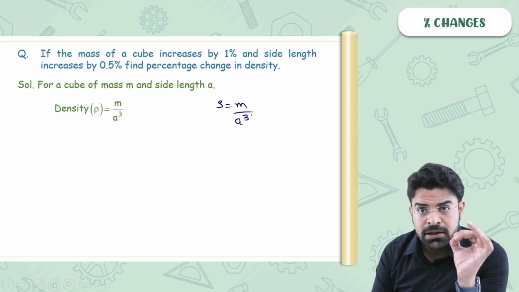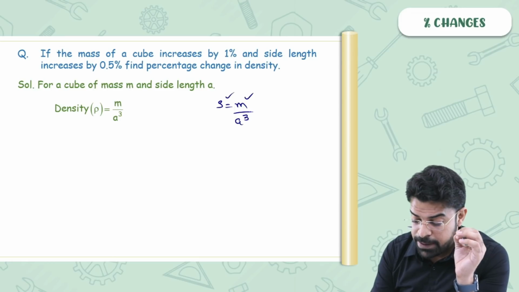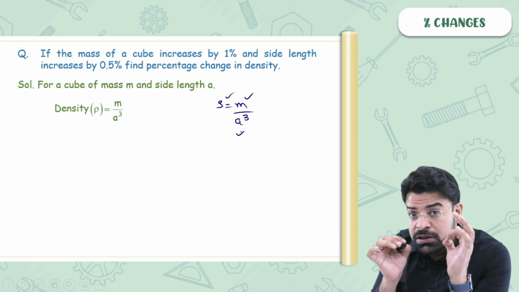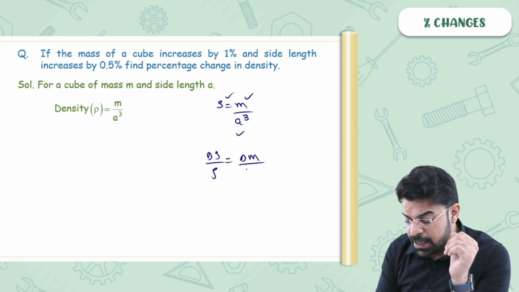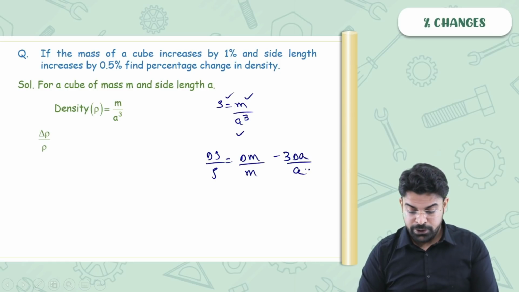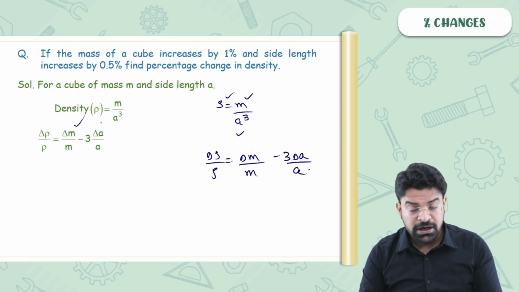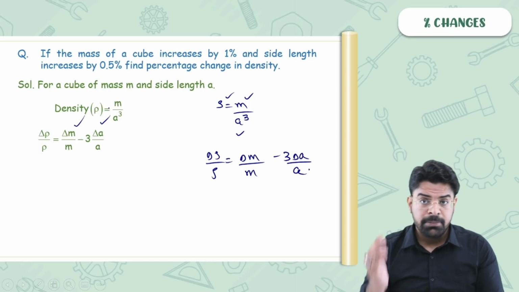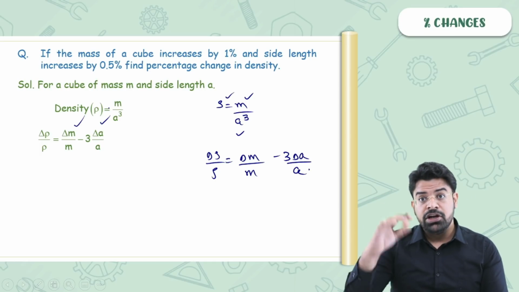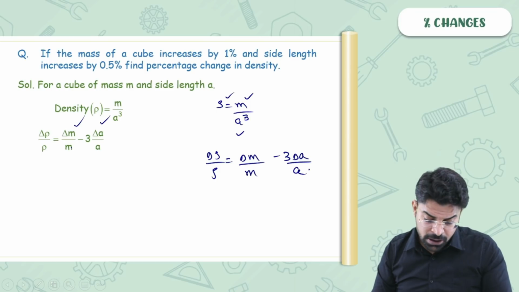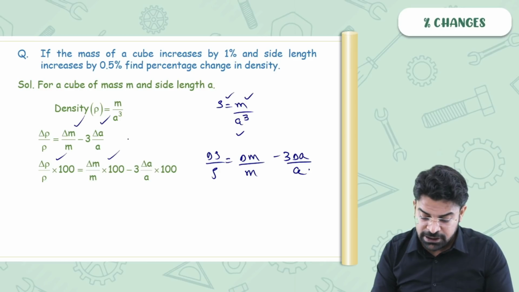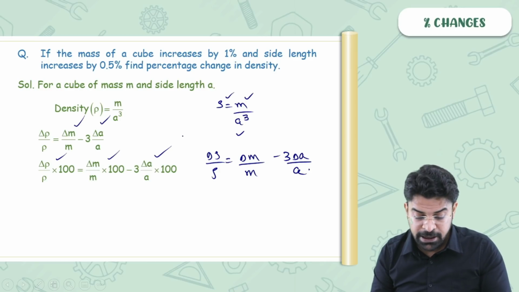How can you write the relationship between rho, m and A for small changes? So you will write delta rho by rho equals delta m by m minus 3 delta A by A. The power comes in front. If it's in the denominator, you place a minus sign. If it's in the numerator, you place a plus sign. Now multiplying each term with 100, you get delta rho by rho into 100 equals delta m by m into 100 minus 3 delta A by A into 100.